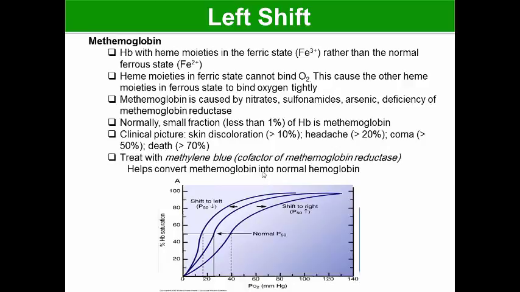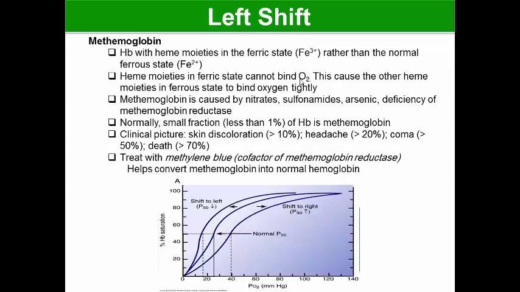Another thing which causes left shifting of the oxygen hemoglobin association curve is methemoglobin. What is methemoglobin? Methemoglobin is the hemoglobin with heme moieties in the ferric state rather than the normal ferrous state. And the heme moieties in the ferric state cannot bind oxygen. So this causes the other heme moieties where iron is in the ferrous state to bind oxygen very, very tightly. So this causes shifting of the curve to the left.